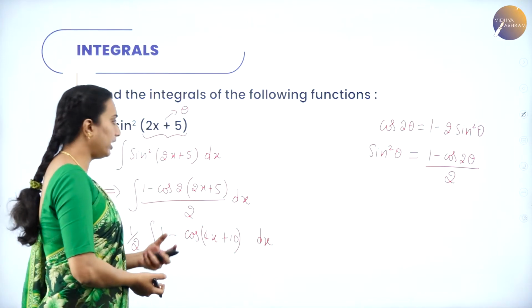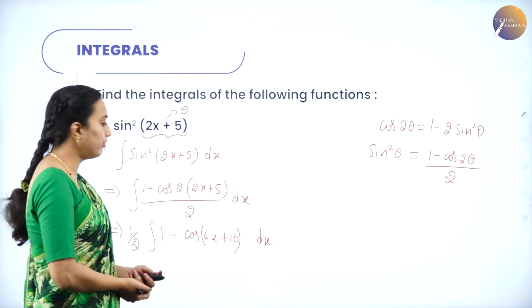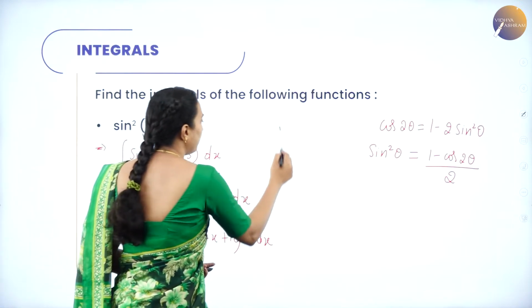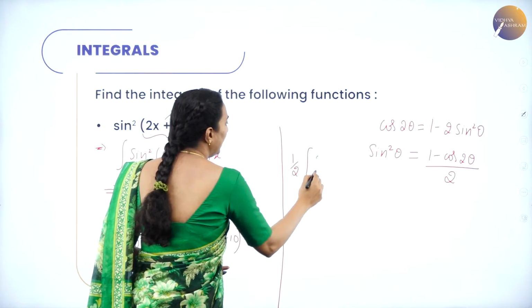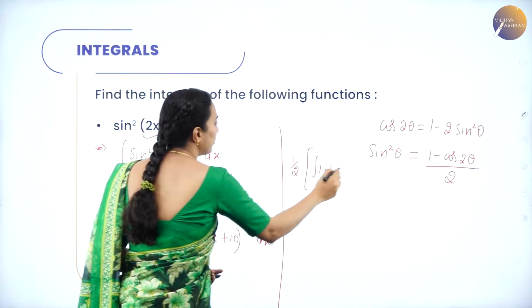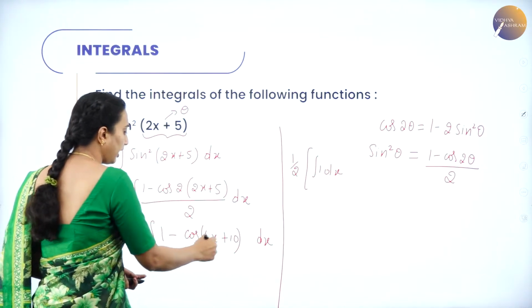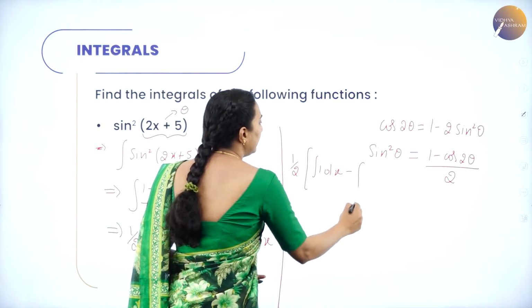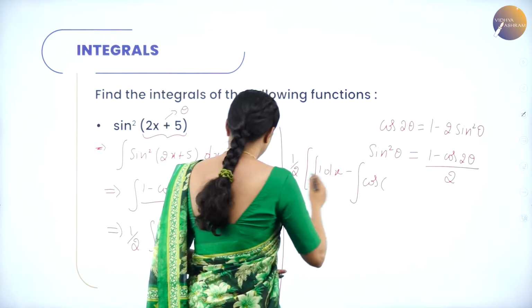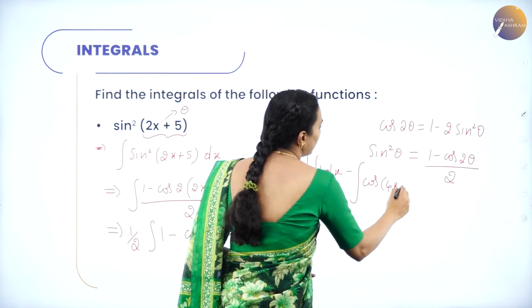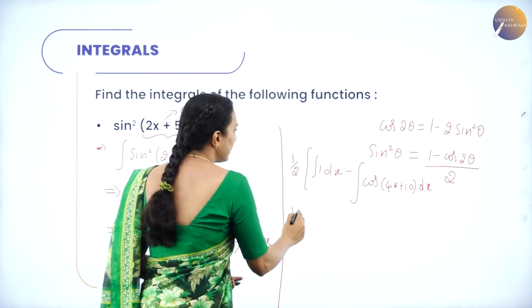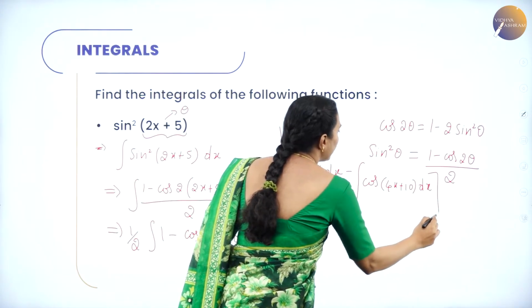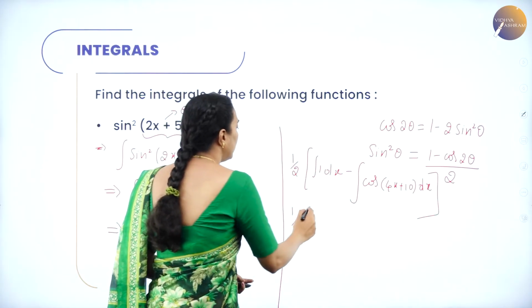I am going to separate this integral. If you separate, how will you get it? It will be equal to 1 by 2 into integral of 1 into dx, you can observe dear students, 1 into dx, and minus integral of cos of 4x plus 10 into dx. Now you can easily integrate this one. Close the bracket since I have 1 by 2 outside.